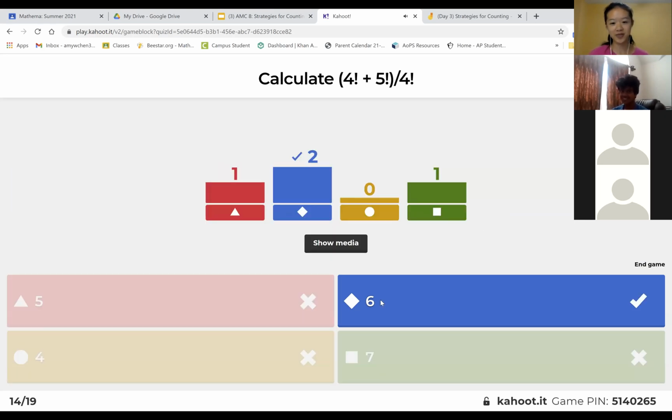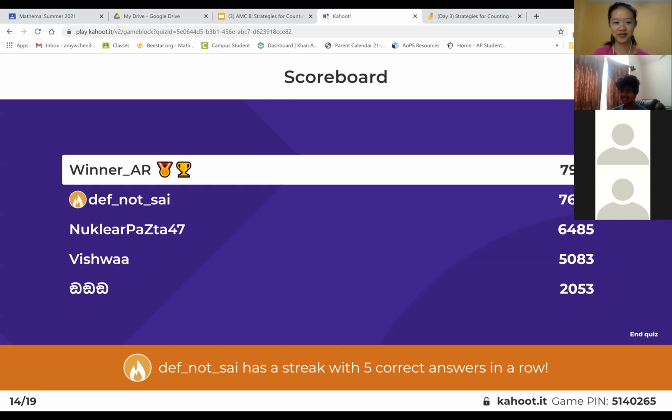I appreciate it. Yeah, 6, because 4 plus 4. It's really easy. You just split up the little fraction. Yeah, I used the distributive property kind of, and it really helped.